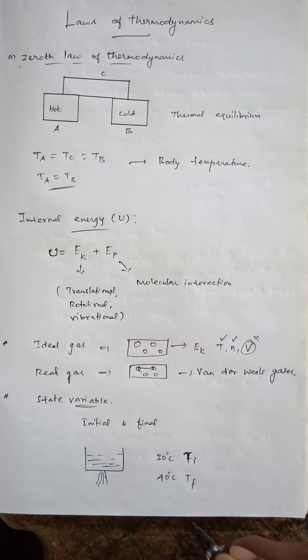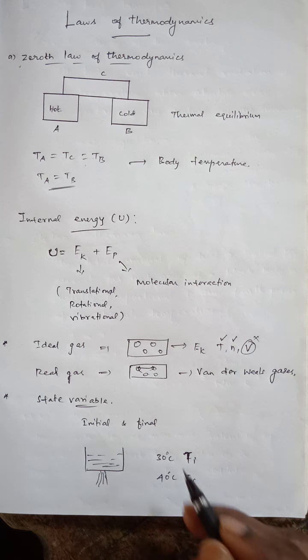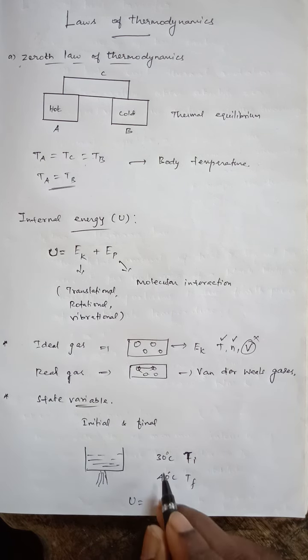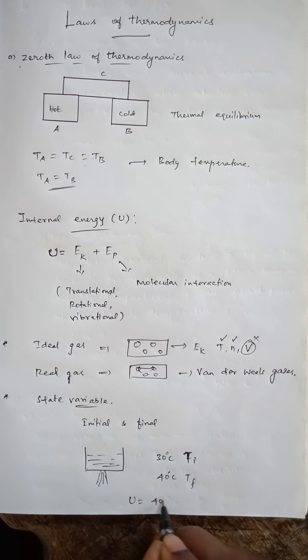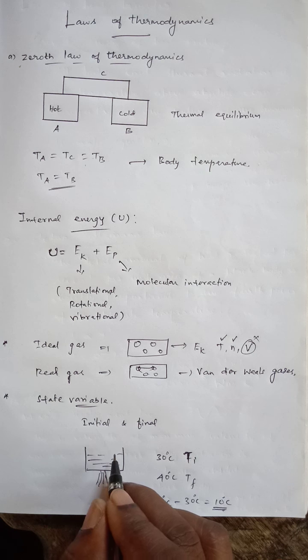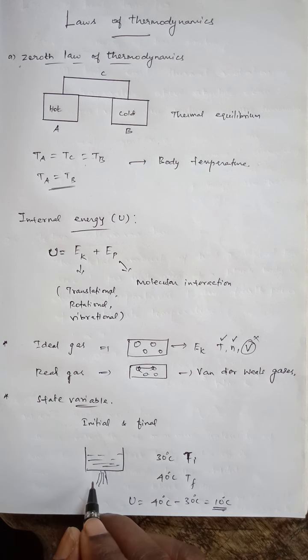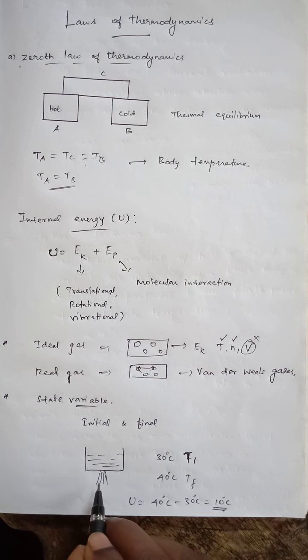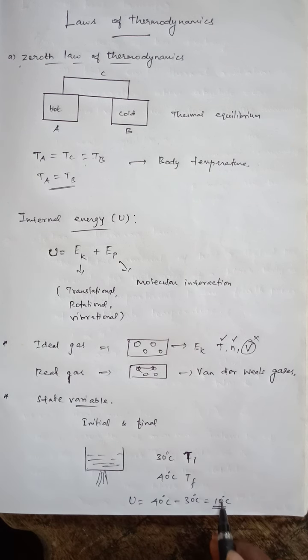How can you find the internal energy change of this water? It is the difference in those two temperatures. So 40 degrees Celsius minus 30 degrees Celsius is equal to 10 degrees Celsius. That is the temperature rise of the water while heating. So the internal energy of the water, by getting the heat energy, changes by this value of 10 degrees Celsius.